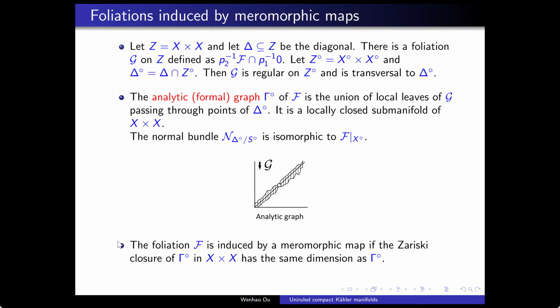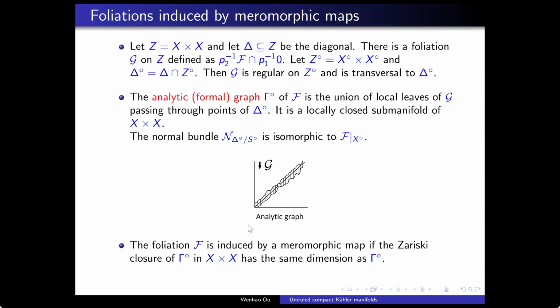Now the criterion is the following. The foliation F is induced by a meromorphic map if the Zariski closure of gamma 0, or this shaded region, inside X times X, or inside Z, has exactly the same dimension as gamma 0 itself. So this is the criterion for when the foliation is induced by a meromorphic map.